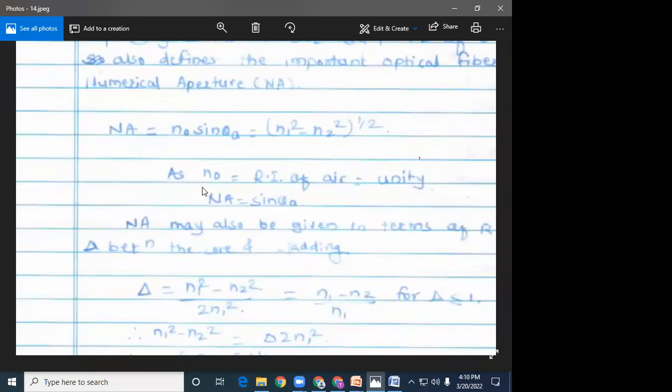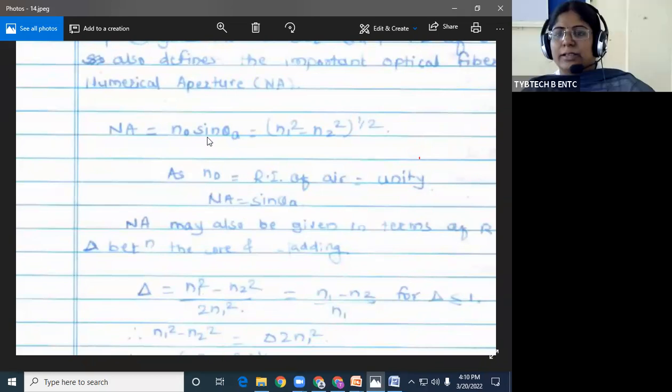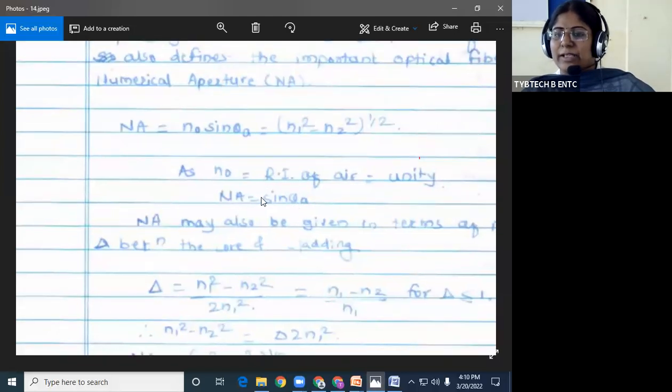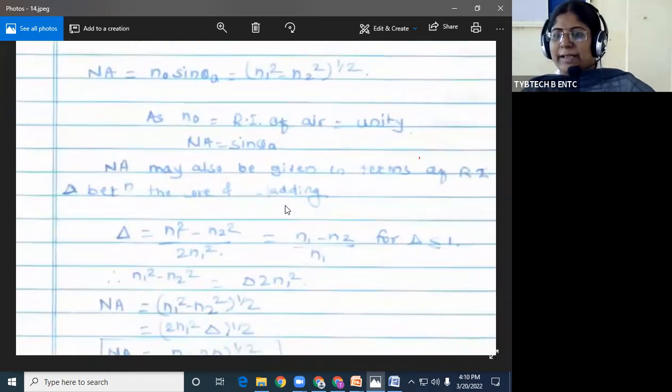Yes, ma'am. आता इथं n0 ची व्हॅल्यू ही काय असते, मोस्टली इट इज युनिटी. So this equation also we can write as Na is equal to sin theta a. So in the numerical, acceptance angle is given and you are asked to calculate the numerical aperture. Like that it is given.